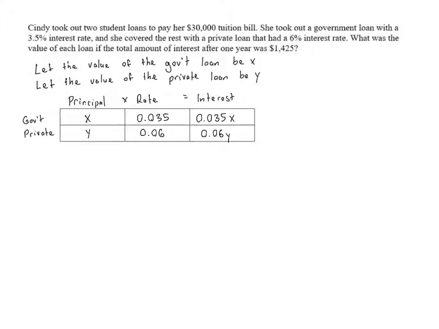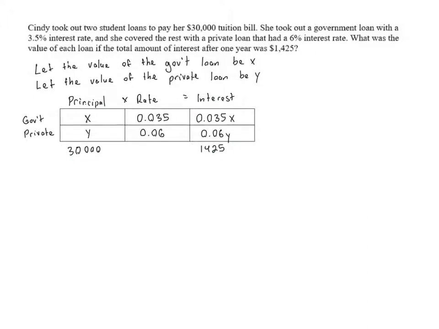Now we're going to need 2 equations that model the situation. So we look back into the problem to see what information we haven't used. It says that the total tuition bill for Cindy was $30,000, and since she covered that with the 2 loans, we know that that's the total value of the loans combined. That's the principal. It's the original amount that she borrowed. So we're going to put that at the bottom of the principal column because it's the total principal. And then the total interest we can see is $1,425, so we're going to put that at the bottom of the interest column.